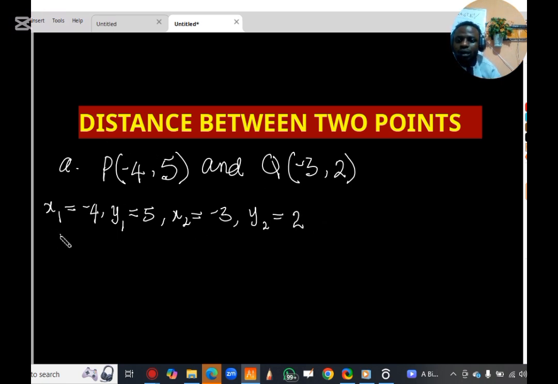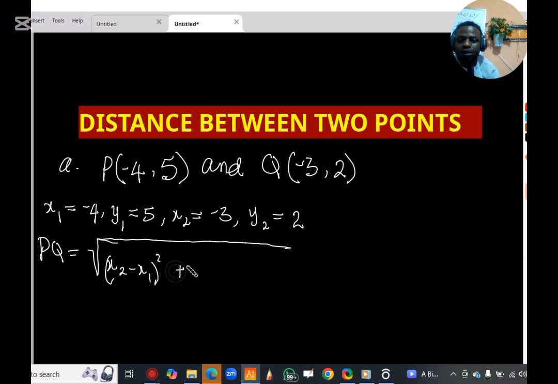And the formula says that PQ should be given by equal to root of x2 minus x1 all squared plus y2 minus y1 all squared. Let's put the values inside here now.